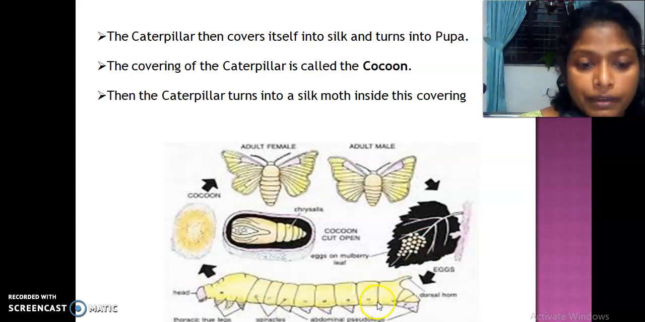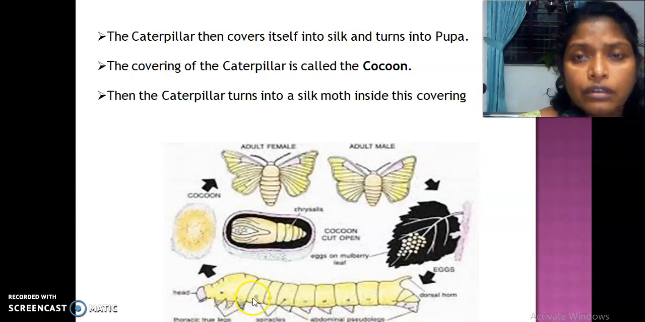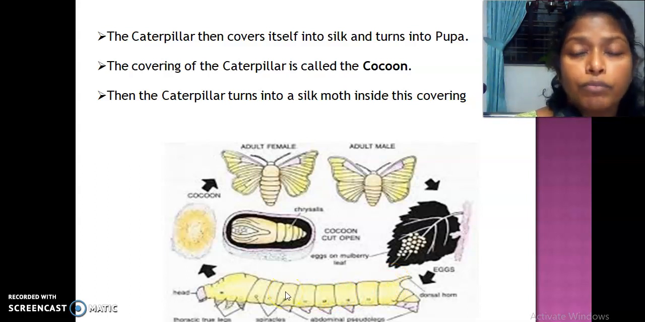a caterpillar. This caterpillar continuously feeds for weeks on these leaves, voracious, day and night. They will be continuously feeding on it. After feeding, they come to a rest, and then they start producing a certain secretion from their mouth, and this secretion will come out of their mouth, and they will rotate their head in the number 8.